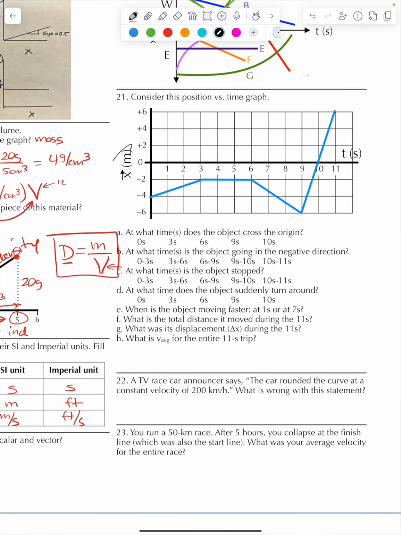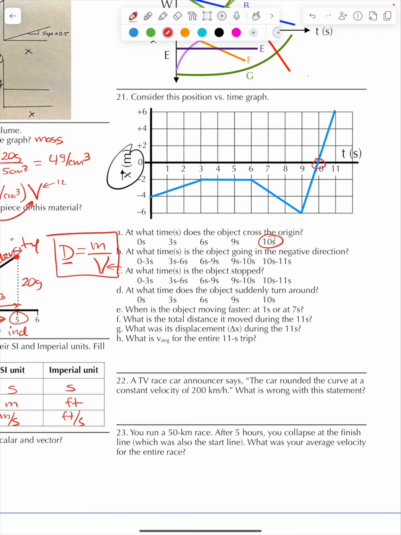Position graph. So again, pay attention whether it's a position or a velocity graph. Let me get my red color here. At what time does the object cross the origin? Well, that's pretty easy. 10 seconds. That's right here. Remember, this is a position graph. Velocity graphs will have kind of different meanings.